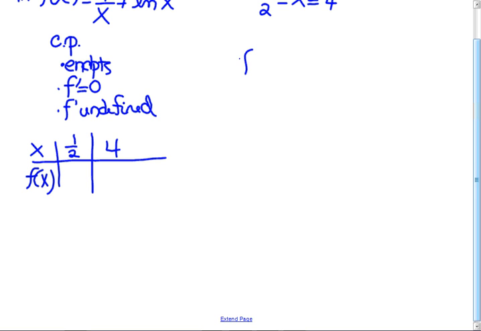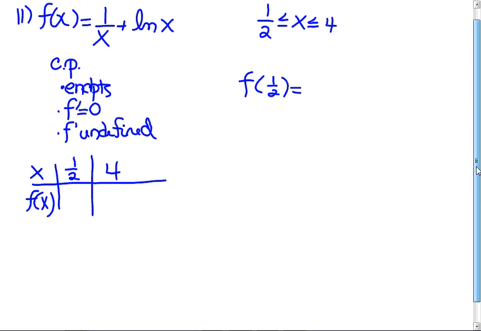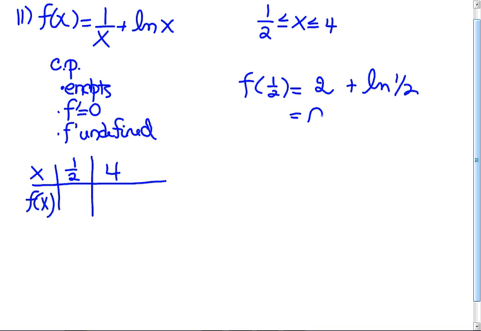So what's f of 1/2? Well, it's 1 over x, which is the reciprocal, which is 2, plus the log of 1/2. Well, you know what that is. Using properties of logs, because you forget them, it's 2 plus the log of 1 minus the log of 2.